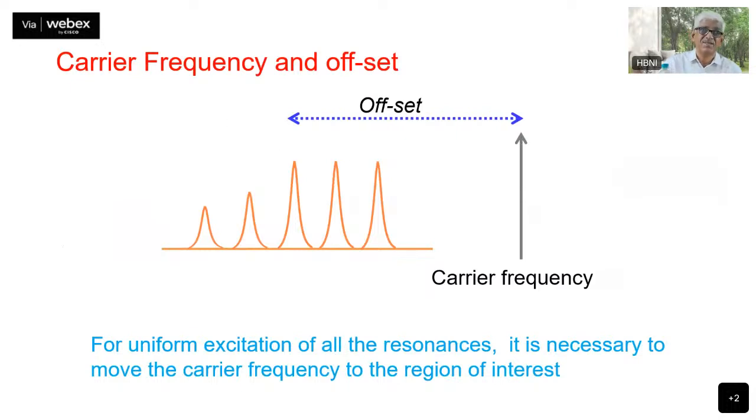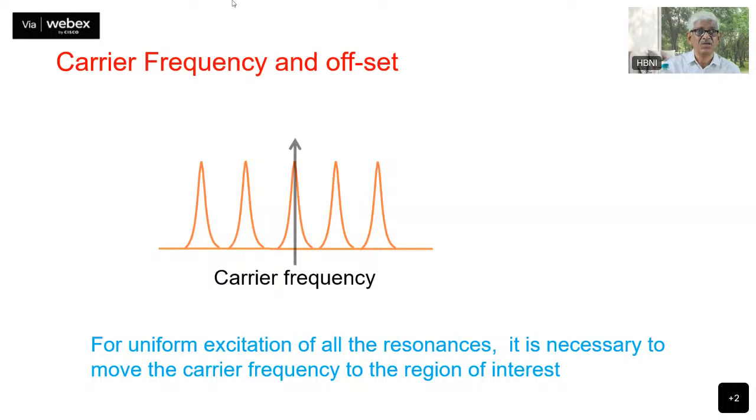And how is this done? This is done by the computer. The console has hardware which will generate a kilohertz RF, and it is superimposed on this megahertz RF so that you get 500 megahertz or whatever, plus or minus 30-40 kilohertz where you want to shift it, and that is called the offset. The carrier frequency offset: a priori you do not know where to apply this, right? So how much offset to apply? Typically, when one does not know all of this, you will have to try this out for various offset values. Therefore, for uniform excitation of all the resonances, it is necessary to move the carrier frequency to the region of interest.